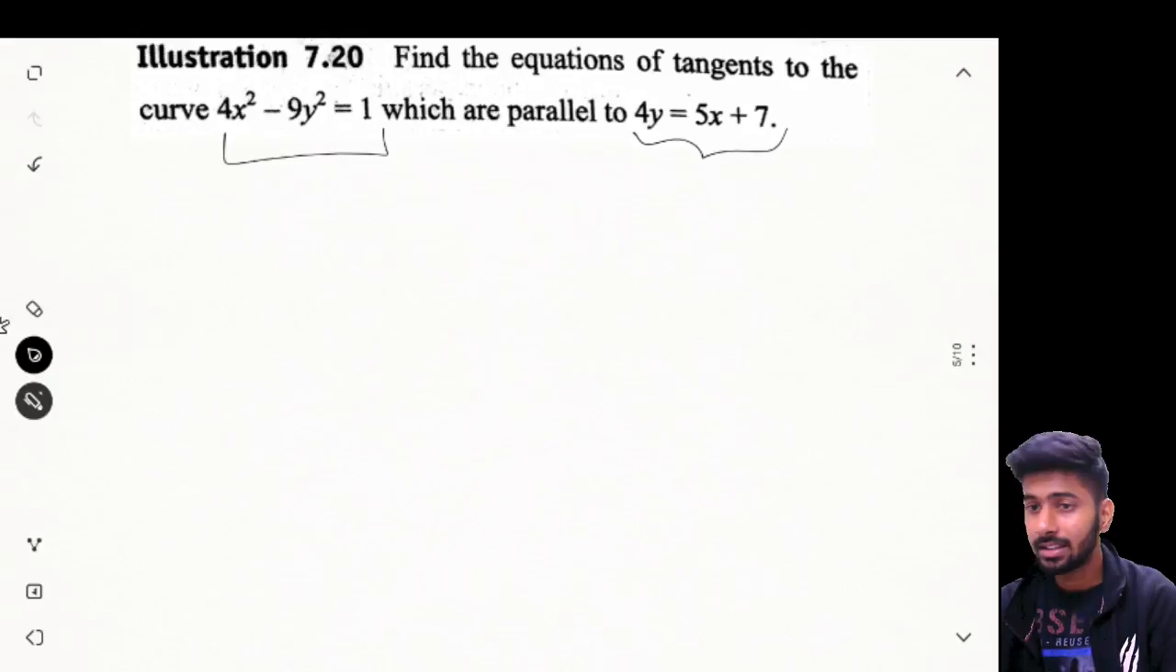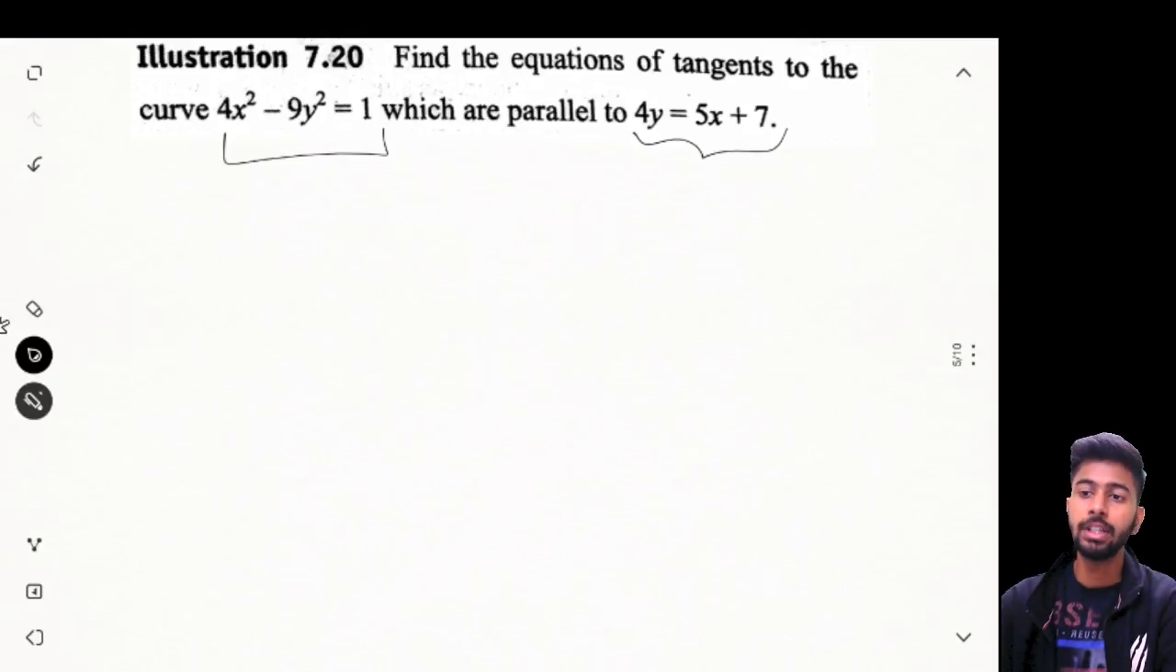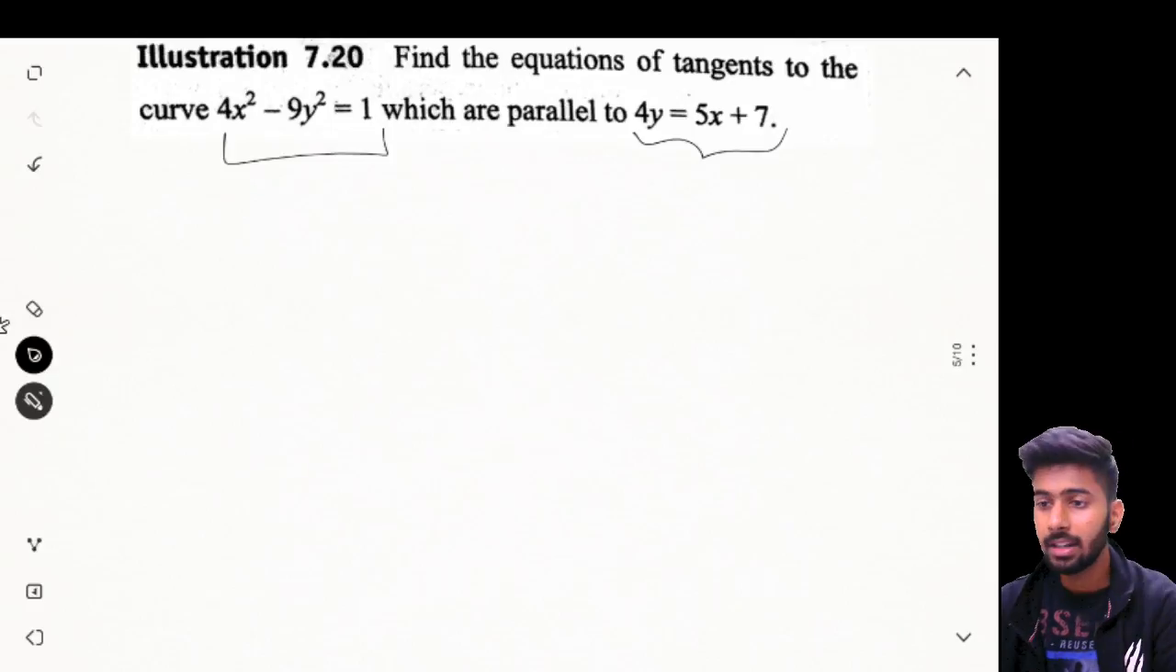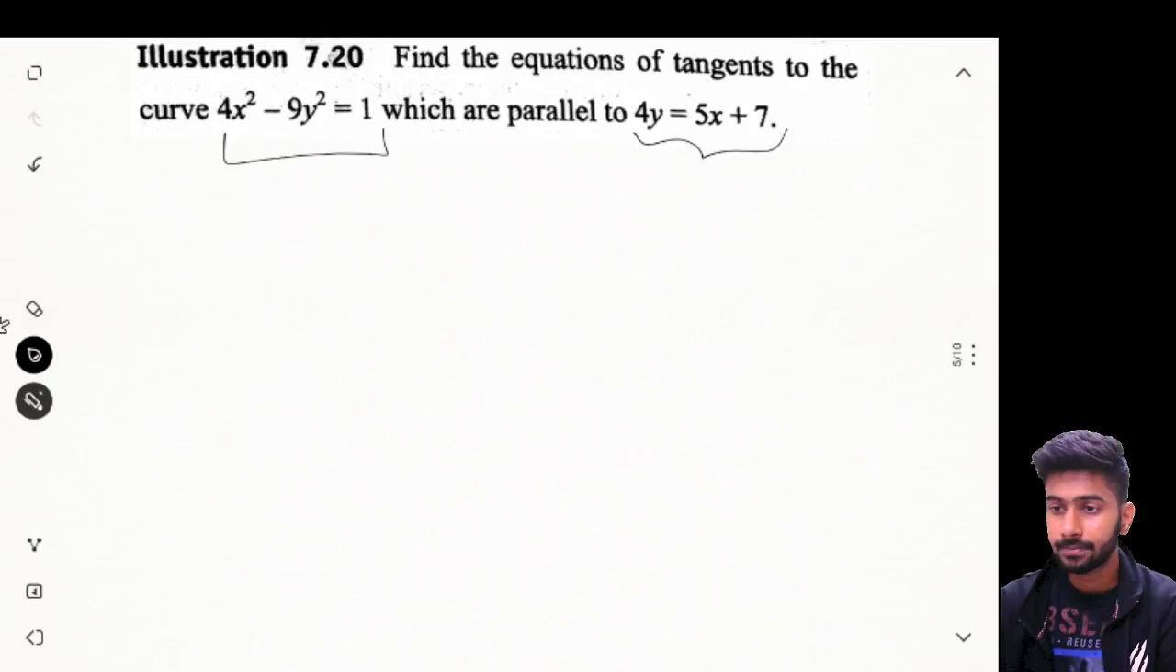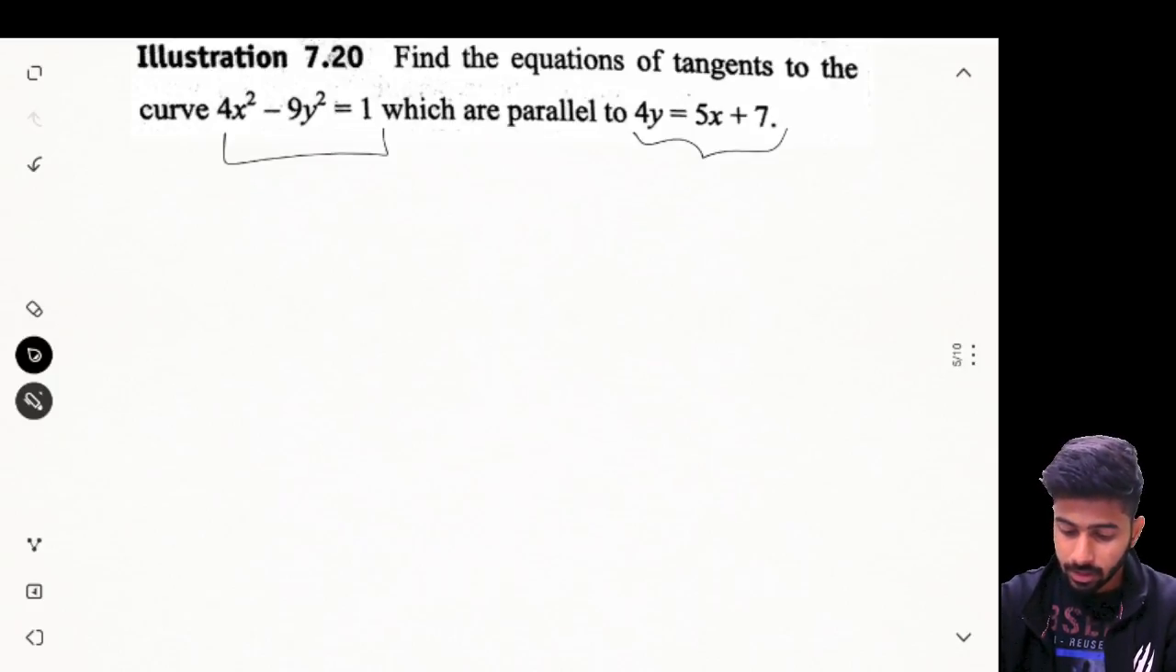Once again, if you know the equation of the tangent to the hyperbola, or a condition for a straight line to be a tangent to the hyperbola, it gets very simple. Otherwise as well, it's not at all difficult. So the straight line that you have is y is equal to 5 by 4x plus 7 by 4.